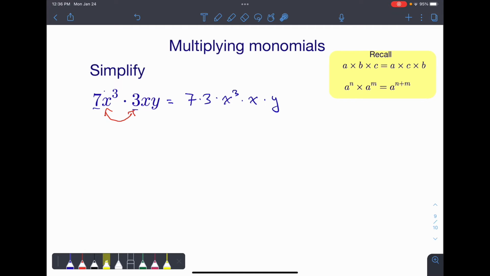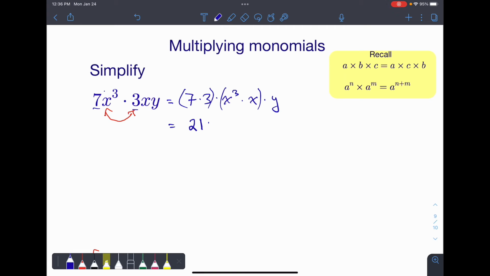This is all just multiplication. I can group these together, and I first compute the 7 times 3. Then these have the same base. So when I multiply them together, I can add their exponents. Remember, there is an implied 1 there. So let's just group some of this off. So we're going to multiply those together and multiply those together. So what's 7 times 3? Well, that's just 21.